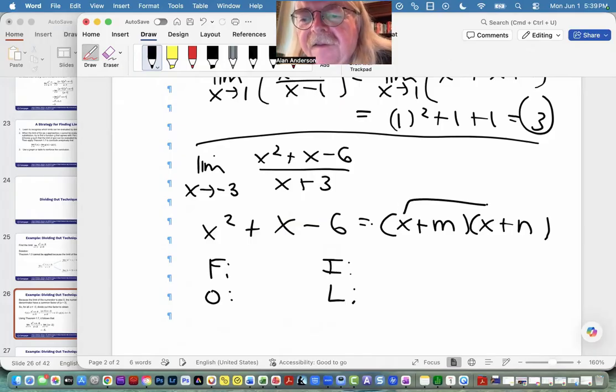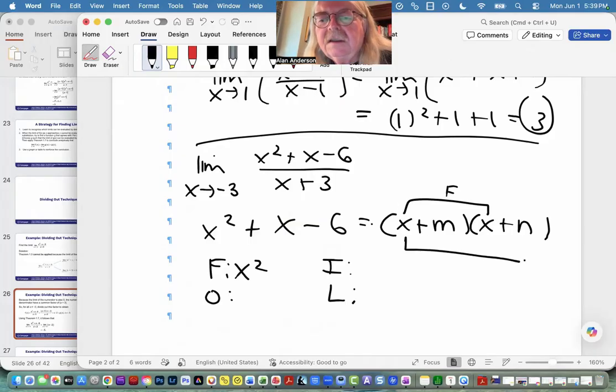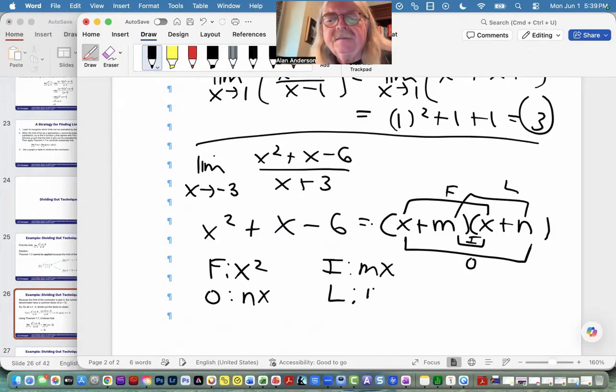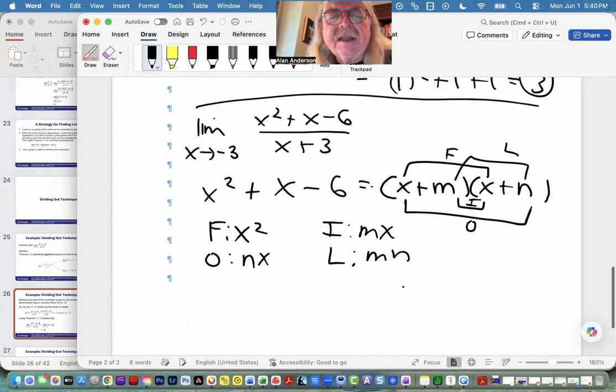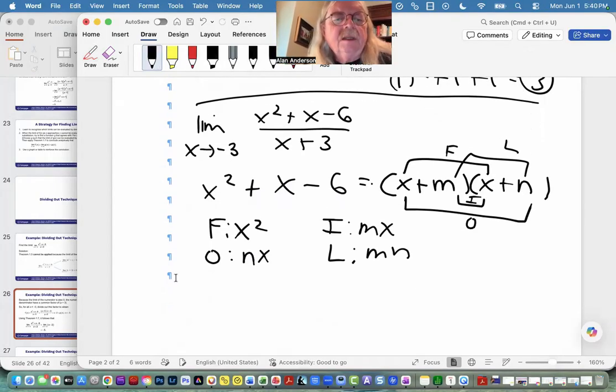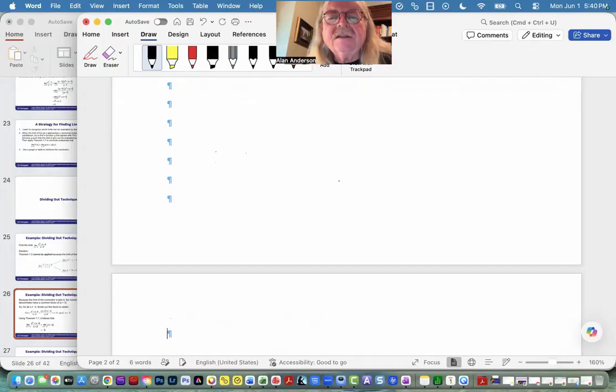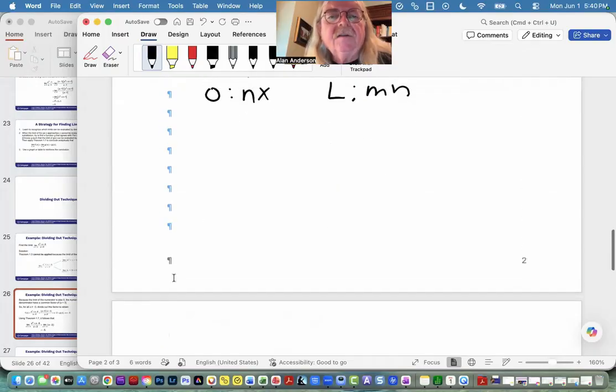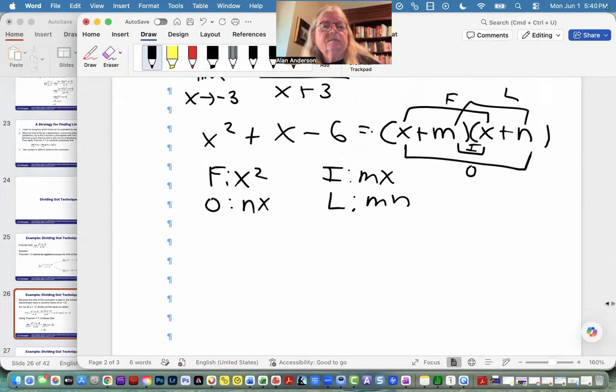we'll get F, first, here. O is these two terms, outer, and I would be these two, inner, and then finally these two would be the last terms, mn. And when we bring these together, you'll see that we can line these up with the coefficients of our expression and solve for them.